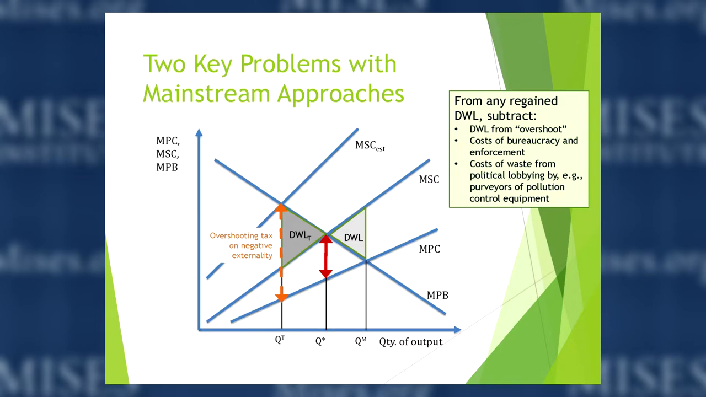In order to appropriately evaluate this governmental response to this pollution problem, we would have to subtract from any regained deadweight loss the deadweight loss that we are creating from overshoot, the cost of bureaucracy and enforcement of this tax, the cost of waste from political lobbying, because of course there's a lot of that that goes on. The purveyors of pollution control equipment would be very interested in more pollution control, even if that puts us below the optimal level of output of, say, electricity. They don't care what the optimal output is. They just want to sell more of their pollution control equipment.